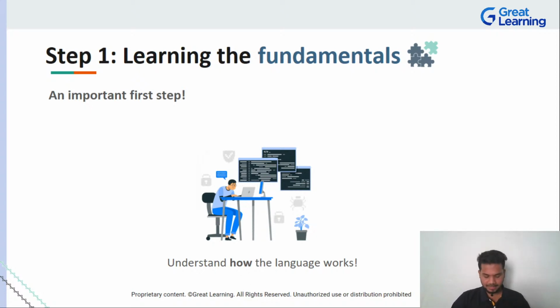Perfect. So guys, step number 1, learning the fundamentals. I think this is really important for every one of us, right? Think of it like a building. If you just see, Python is a language where things will become so easy at the start.